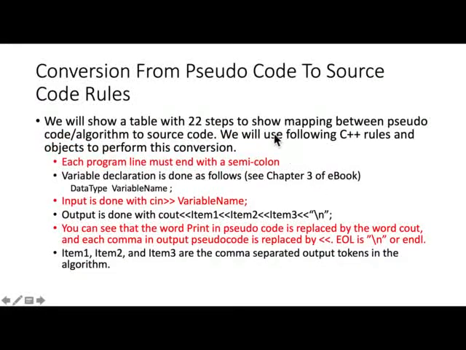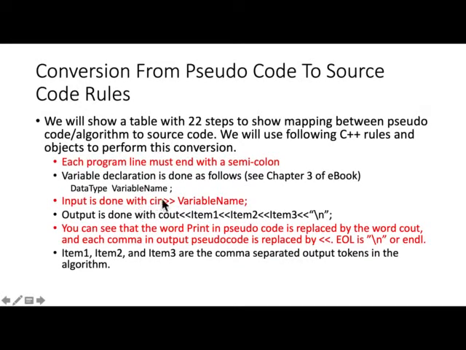Conversion from pseudocode to source code rules. We'll show you a table with 22 steps to show mapping between pseudocode and algorithm, and then to source code. We'll be using the following C++ rules and objects to perform this conversion. Each programming line must end with a semicolon. Rule number 1. Variable declaration is done as follows. See chapter 3 of the ebook. First data type, then variable name, then semicolon.